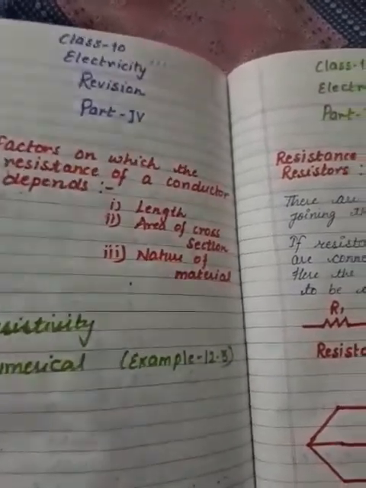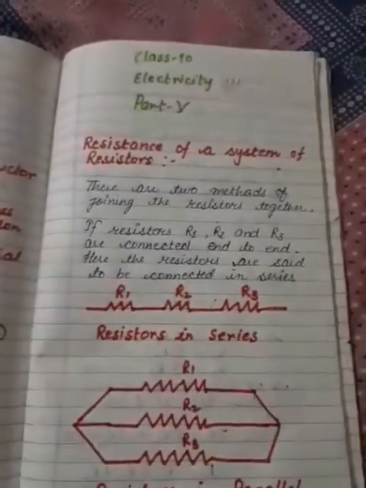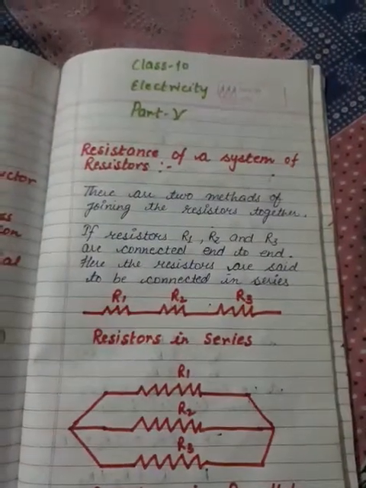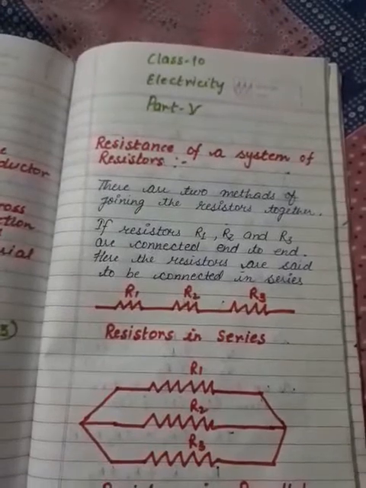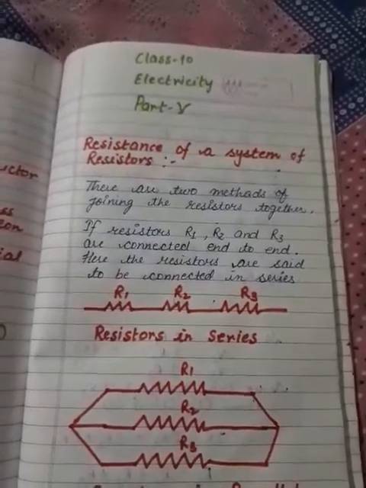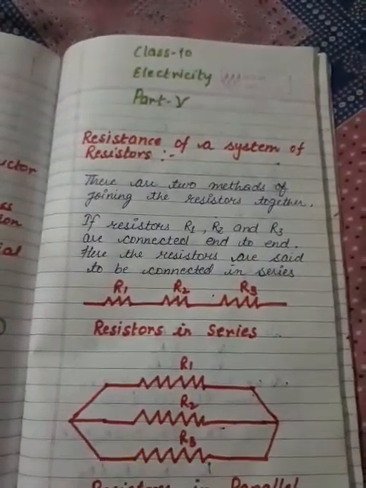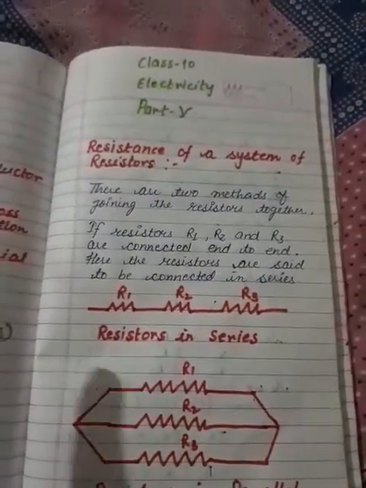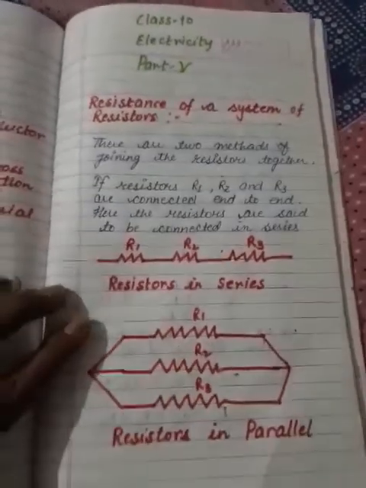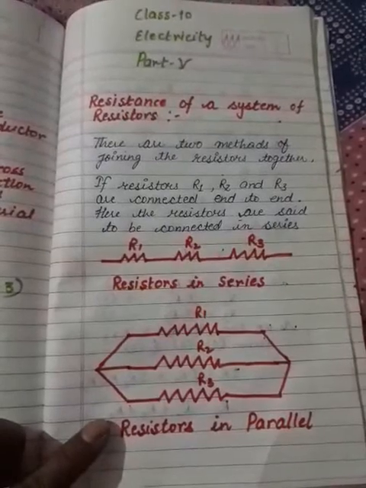Now I am going to start part 5 of electricity chapter. Resistance of a system of resistors. So there are two methods of joining the resistors together. When we are going to join resistors, we can join them using two methods. First is resistors in series, as you can see here, and second is resistors in parallel.